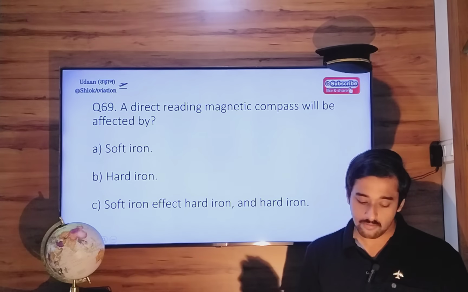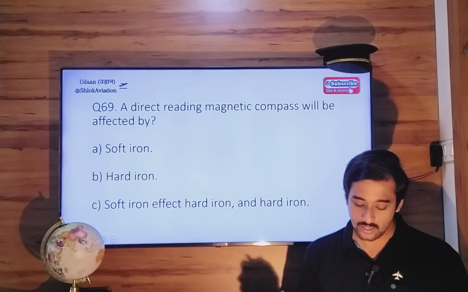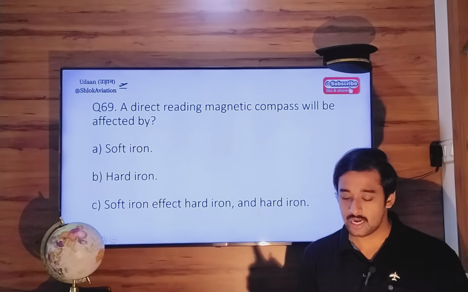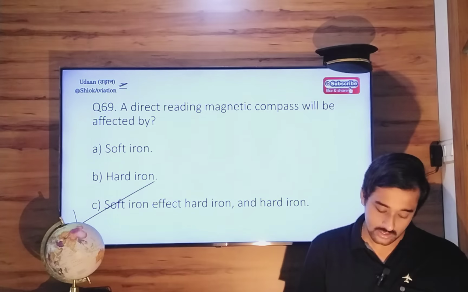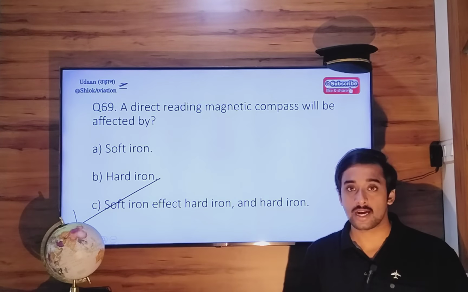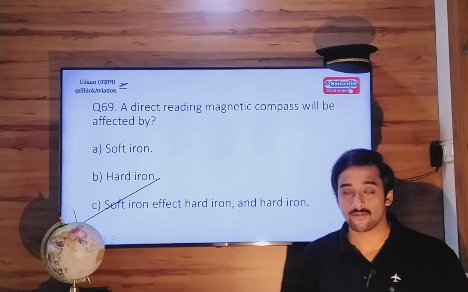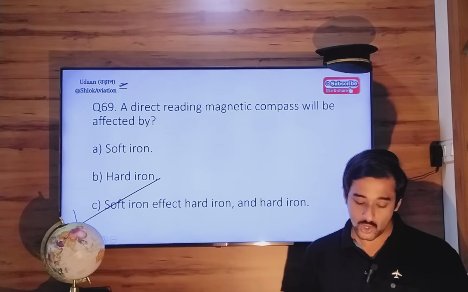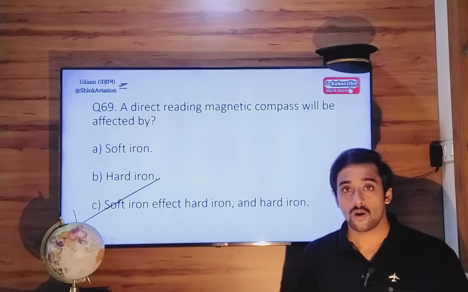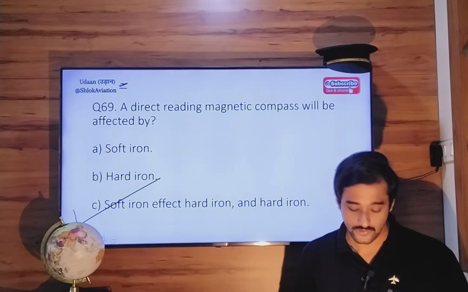Direct reading magnetic compass will be affected by soft iron effect on hard iron and hard iron. So option Charlie. So it gets affected by your hard iron, that means magnetic materials in your aircraft, the metallic surfaces. Soft iron, that means magnetic latitude or magnetic lines of force or magnetism in the earth. So that is soft iron.